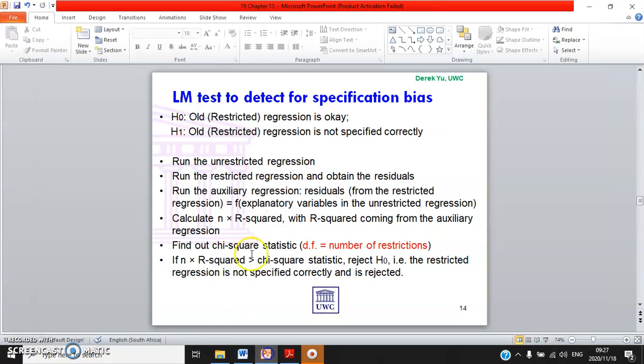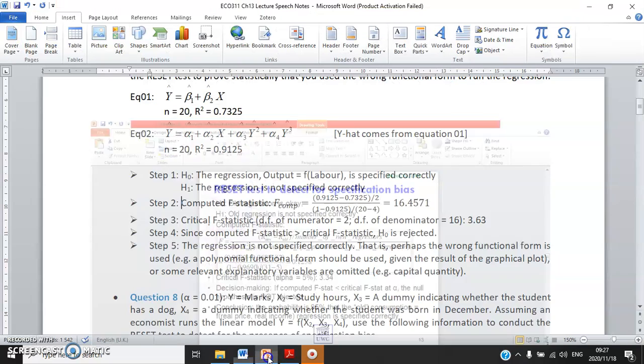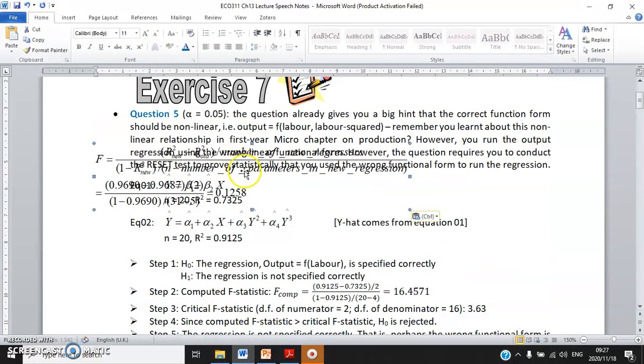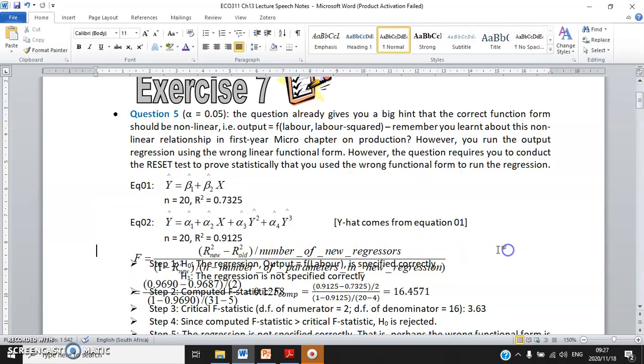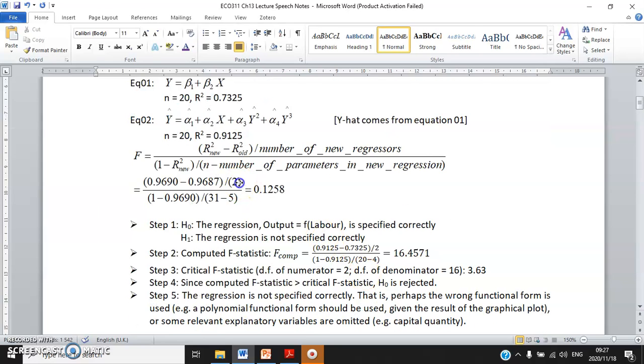Computed F stat. Maybe let me copy this equation just in case. Okay, let's just give me a little bit of time, please. Okay. Computed F stat, the R squared from the new regression, 0.9125, minus the R squared of the old regression, 0.7325, divided by the number of additional explanatory variables, 2. You see y hat squared and y hat cubed. Divided by 1 minus R squared from the new regression, divided by n minus k. The k must come from the new regression, 1, 2, 3, and 4. And then you get your computed F stat, 16 point something.